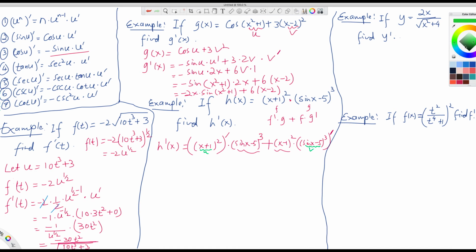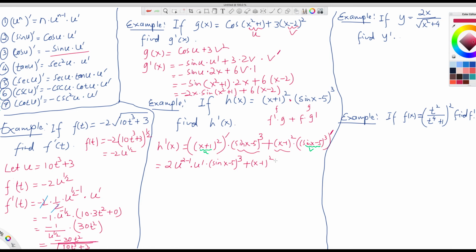That will be, this is u to the n, right? u to the n, prime. It is like 2 u to the 2 minus 1 times u prime, and just write that as it is, times (sine x minus 5) to the third, plus (x plus 1) squared. That chain rule is only for the derivative. If you are not finding the derivative of that term, you don't need to use the chain rule. So we need to find the derivative of that term.